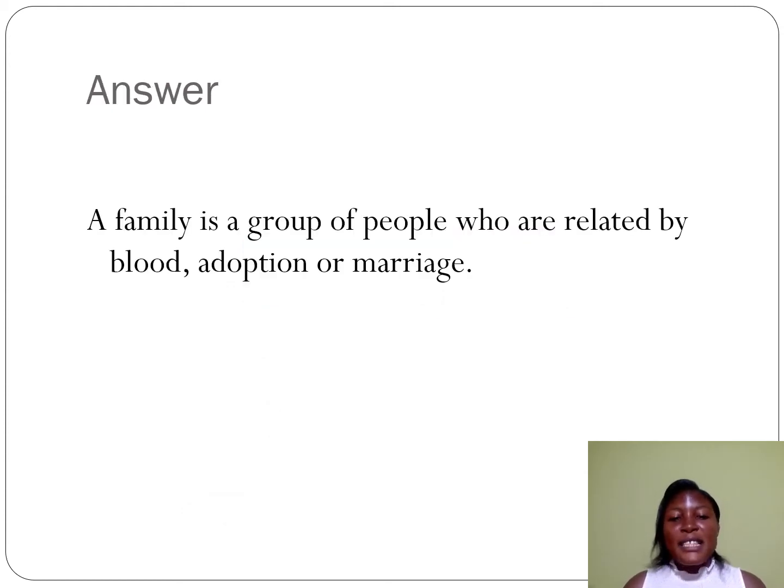So a family is a group of people who are related by blood, adoption, or marriage. So when we say a group of people are related by 1. Blood, it means that they were all born by the same parents. They all come from one ancestor. That means that they all have the same blood running through them.